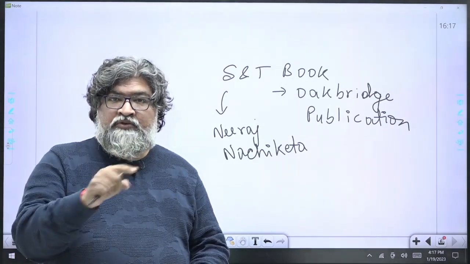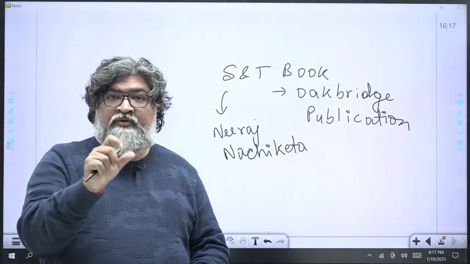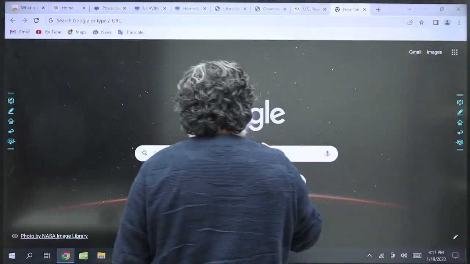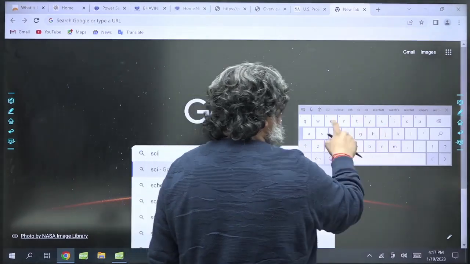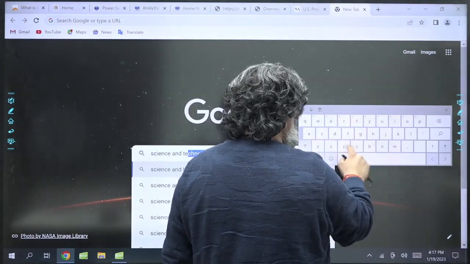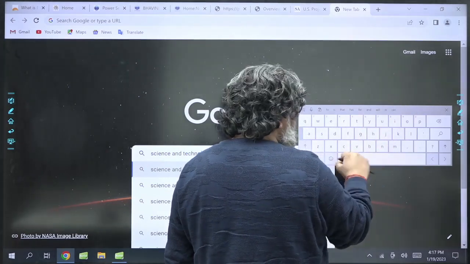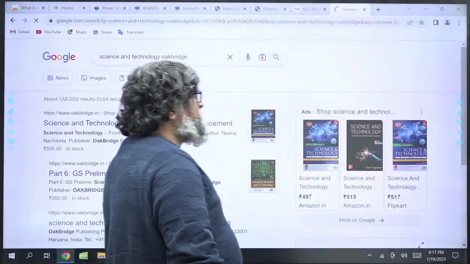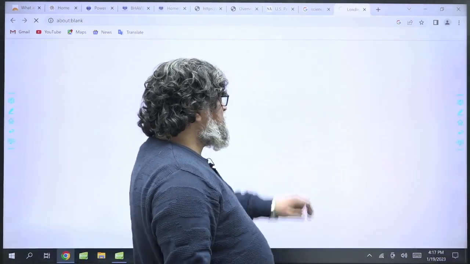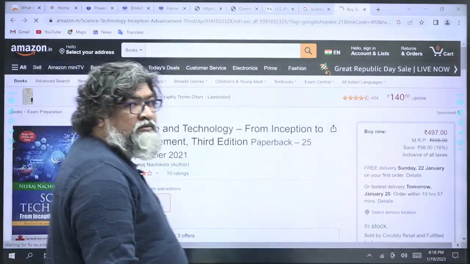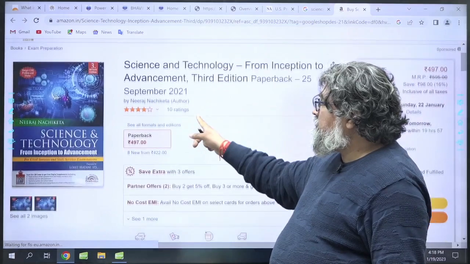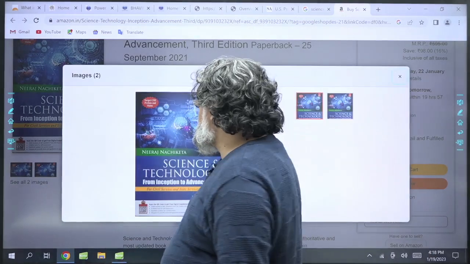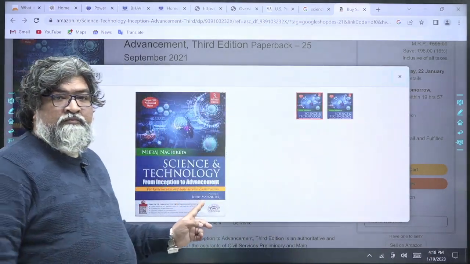If you do Google search, you'll get that. It's there in the Amazon, Flipkart. I'll show you there. ये Amazon, Flipkart में भी है. जैसे कि यहाँ पर भी रुका है साइंस एंड टेक्नोलॉजी. If I just write here Science and Technology, and I am writing here Oakbridge, O-A-K-B-R-I-D-G-E, the name of the publication, this is the book. ये बुक है, this book you have, right.